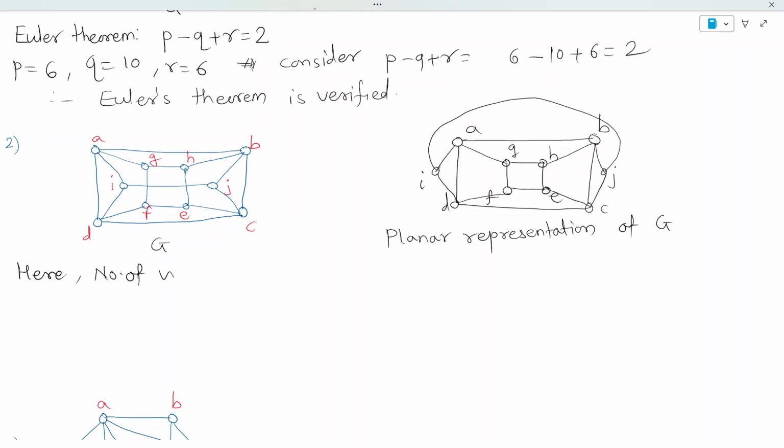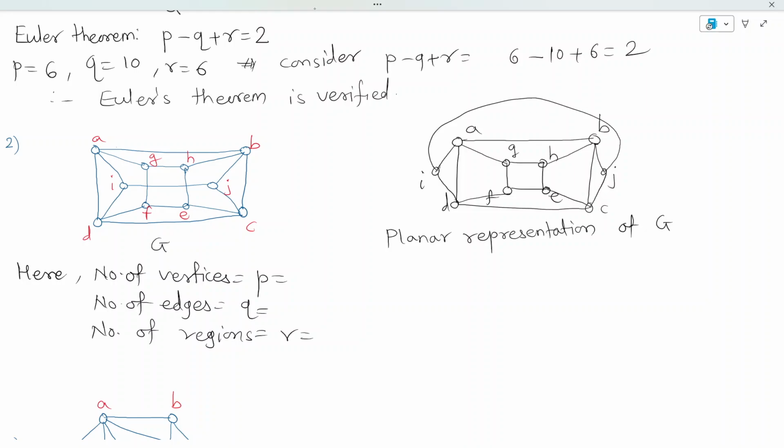Number of vertices is equal to P. Number of edges is equal to Q. And number of faces or number of regions is equal to R.